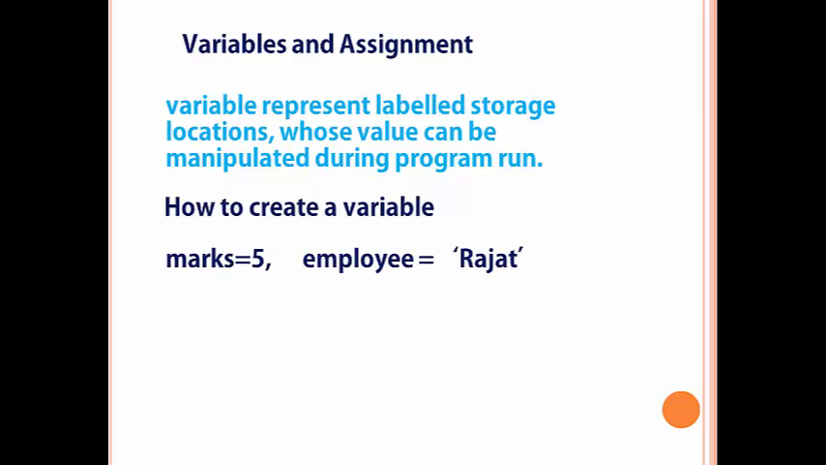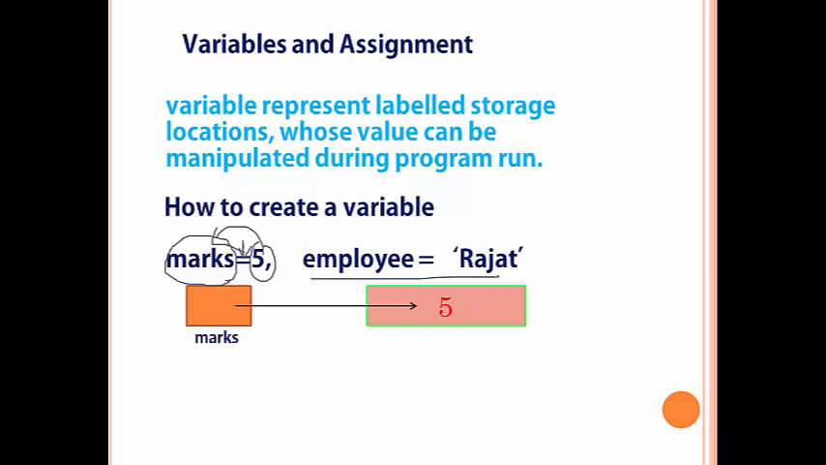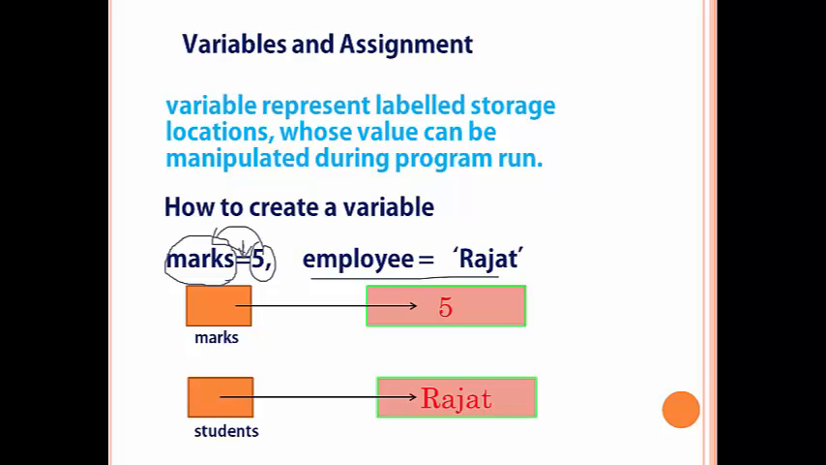Marks is equal to 5, employee is equal to Razat. Okay. So it's not only creating a variable, but assignment is also done here. So marks is created here. This is the name of the variable, or you can say name of the label. And this is the assignment operator, and this 5 is the value that is assigned to marks. Okay, similar way. Now next we'll see a diagram here.